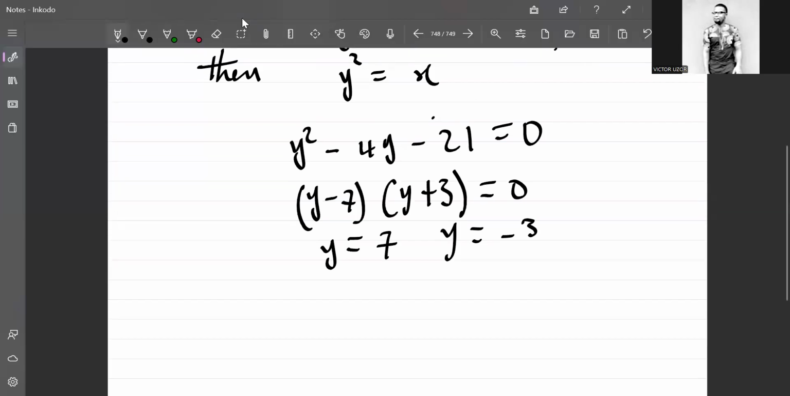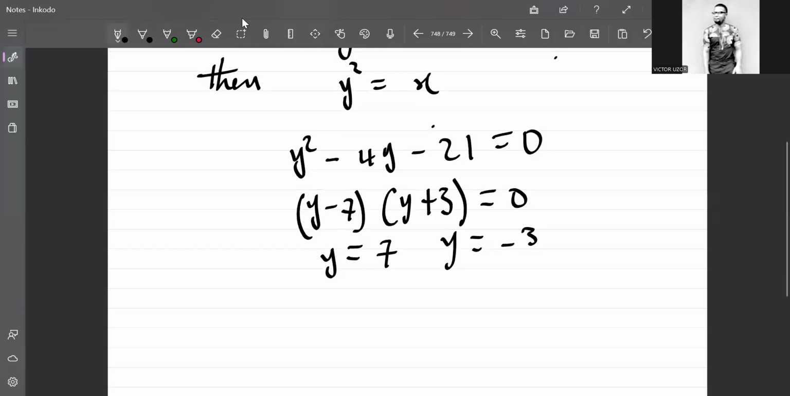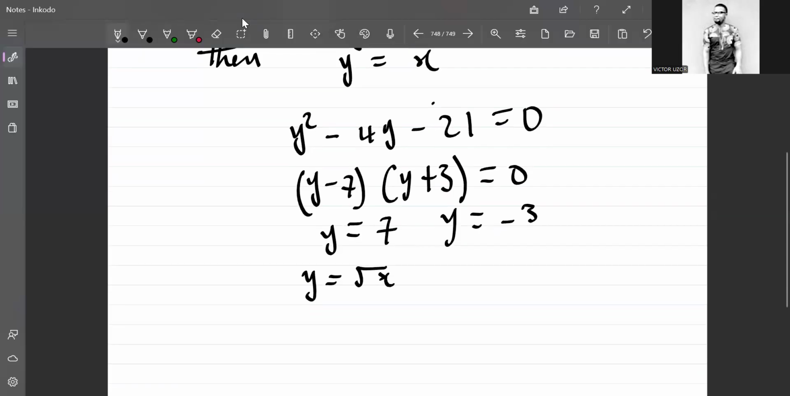So if you remember, your y is root x. So if your y is root x, x will now be the square of y. So what will that do? If root x is equal to 7, x will now be 49.